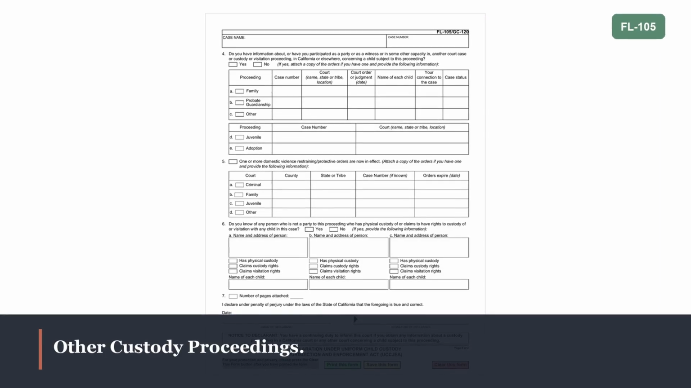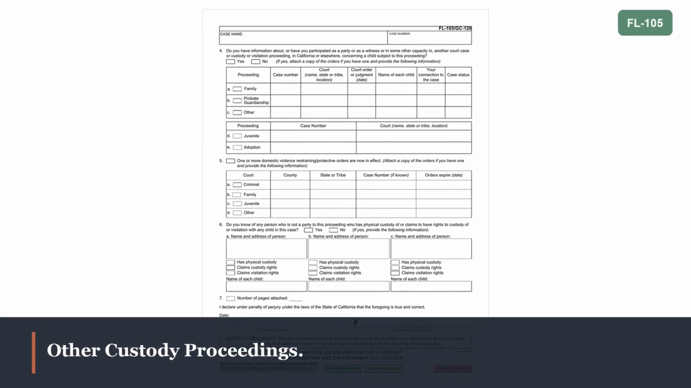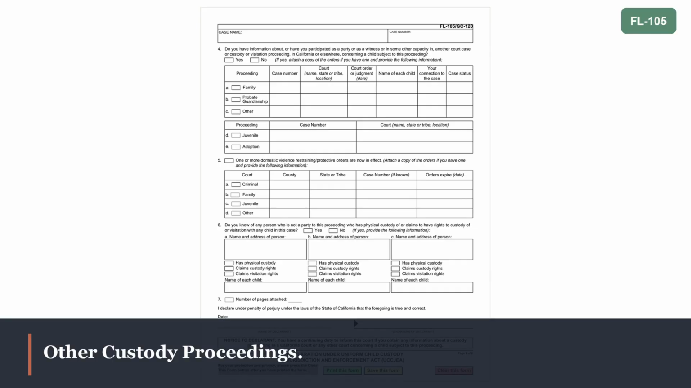Other custody proceedings. Next, you'll disclose whether you know of any other court case, past or pending, in California or any other state, involving custody or visitation of the same children. If one exists, you'll identify the court, the case number if known, and the nature of the case. Disclosing another custody case is not optional. If two courts are unaware of each other's involvement with the same children, it can lead to conflicting custody orders and serious complications for everyone involved.